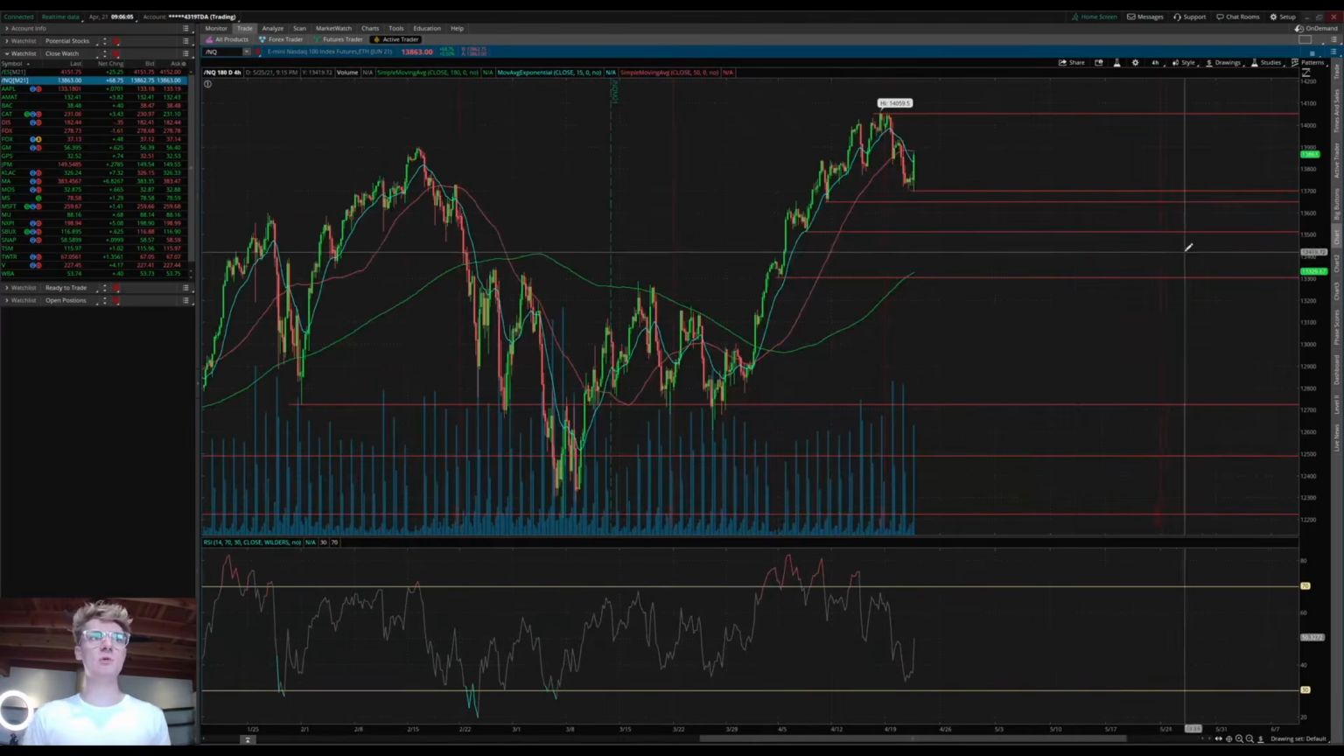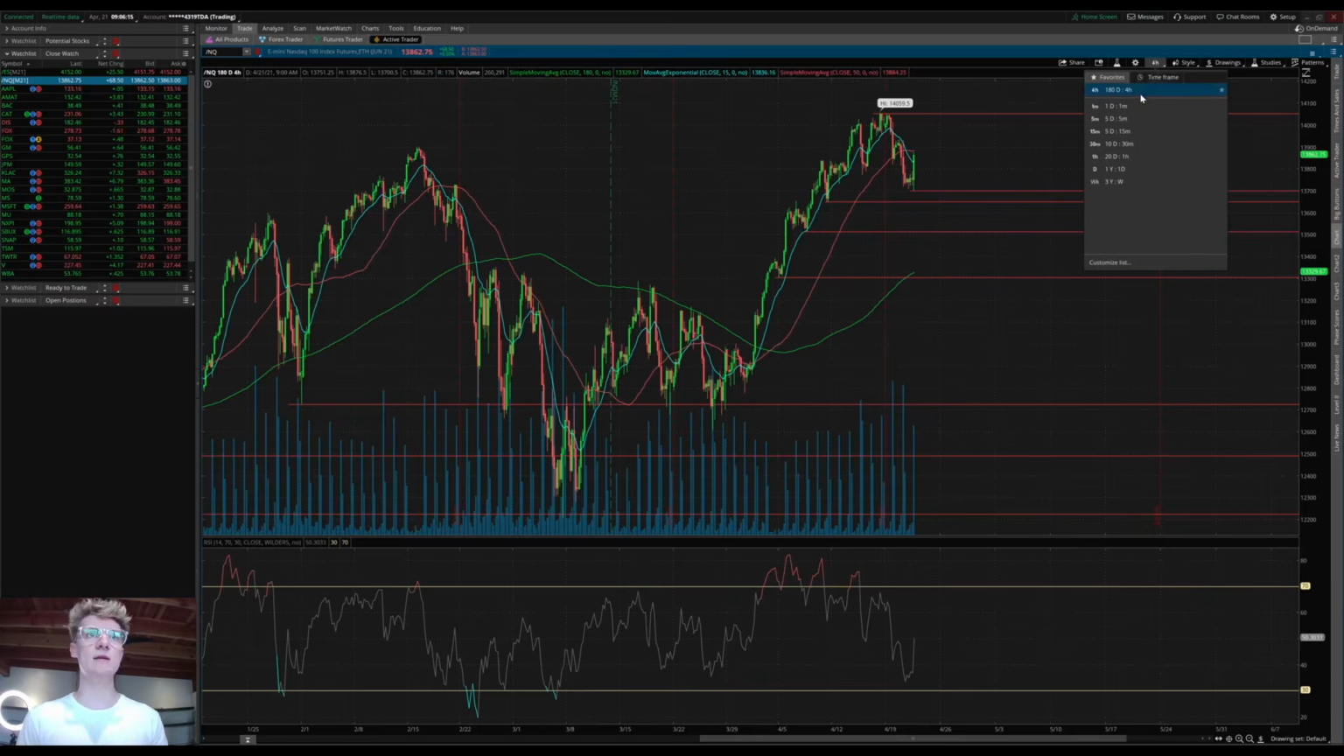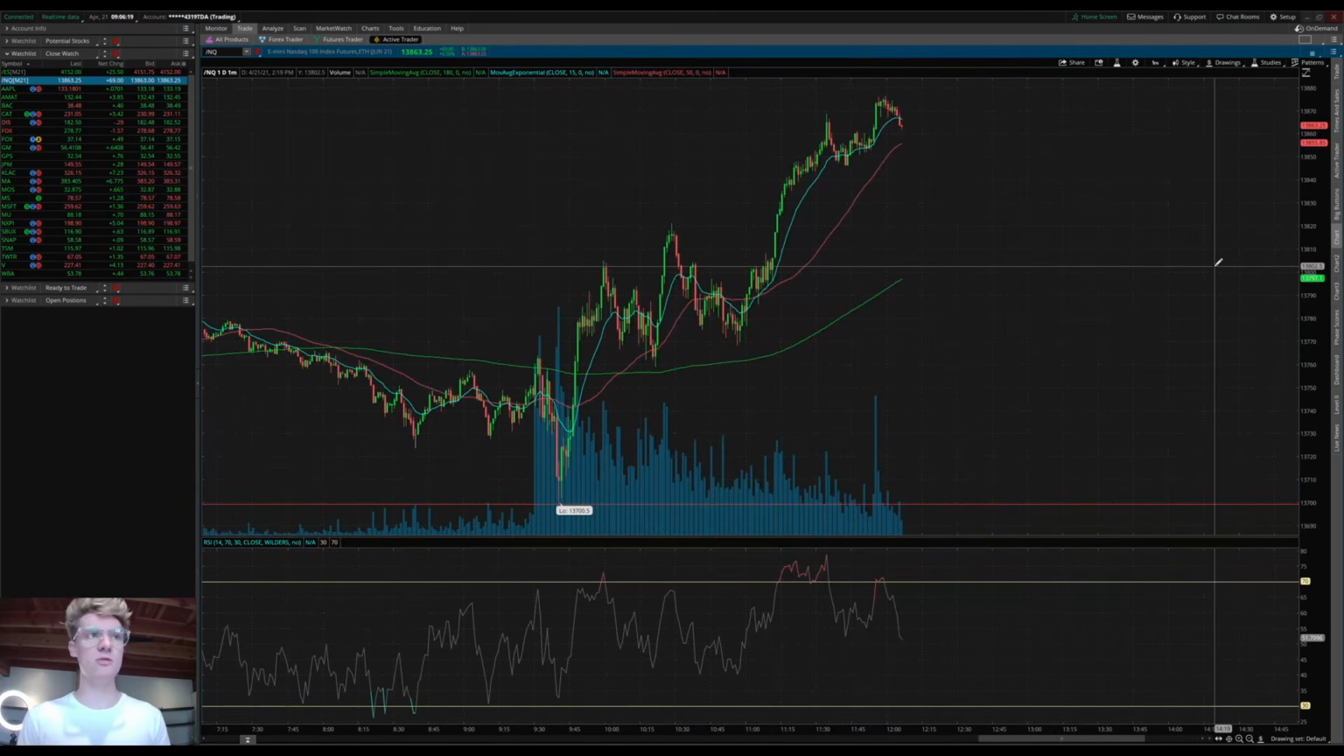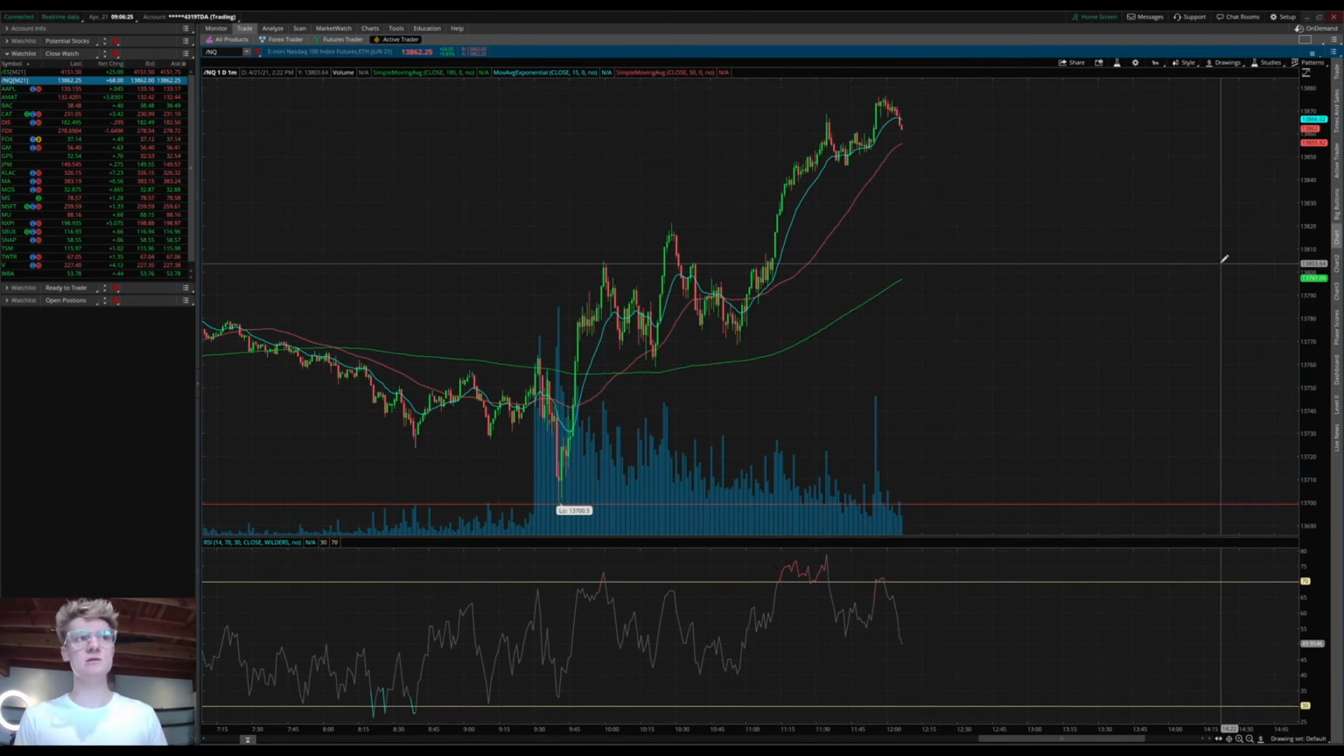Now, here's another tip. What I'll often do during the first 30 minutes of market open and during the last 30 minutes of market close is even look at the 1 minute. Now, this is going to give us a better understanding of where the market is on a shorter time frame during that last 30 minutes of close and 30 minutes of open.